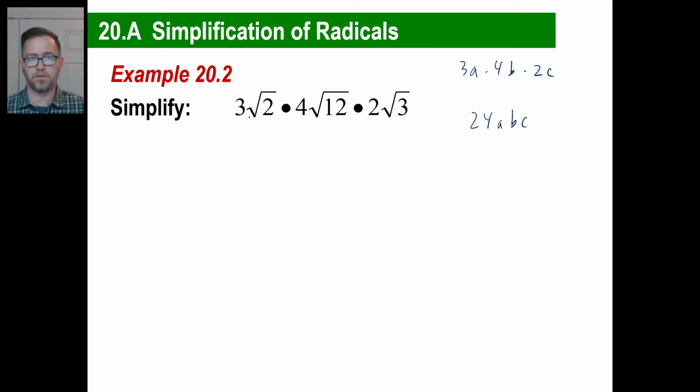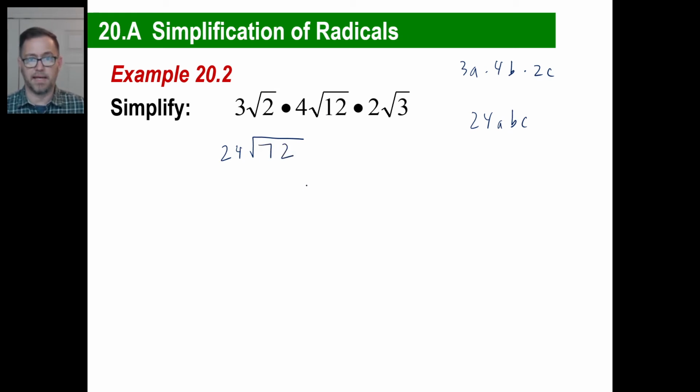You're multiplying the outside numbers first. Then under a radical, you're going to multiply all three of these together. So 3 times 4 times 2 will be 24 on the outside. The radical will be 2 times 12, which is, well, let's do this. Let's do 2 times 3, which is 6. 6 times 12 is 72.